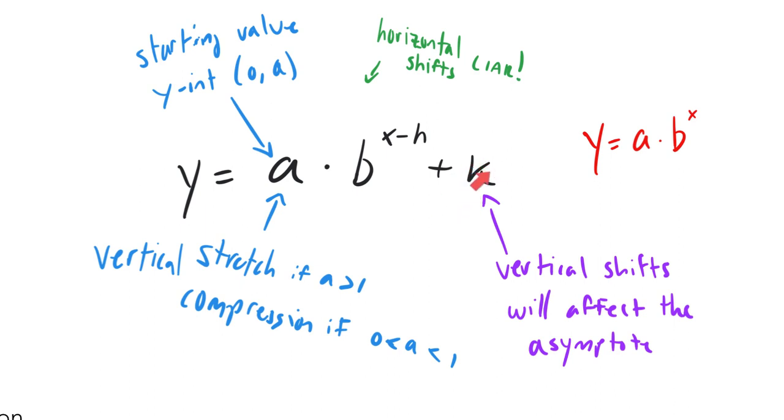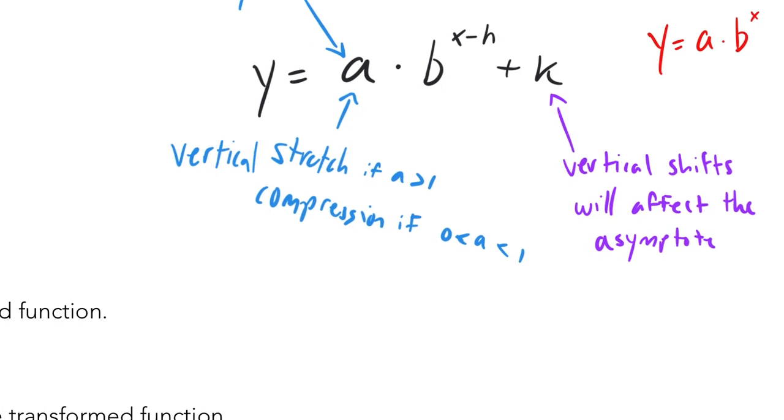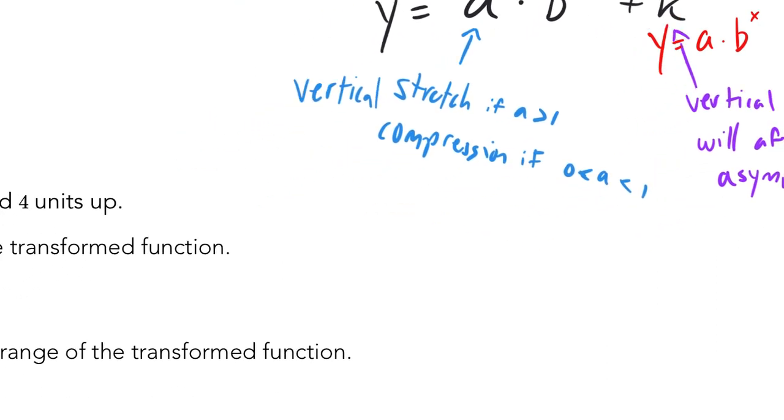And these are usually pretty easy to see when we take that whole graph and move it up or move it down. Remember, this will affect that asymptote, which is the line that the graph is going to get closer and closer to, but never touch. So as we shift that whole graph up or down, it will also shift the asymptote. So let's see here.